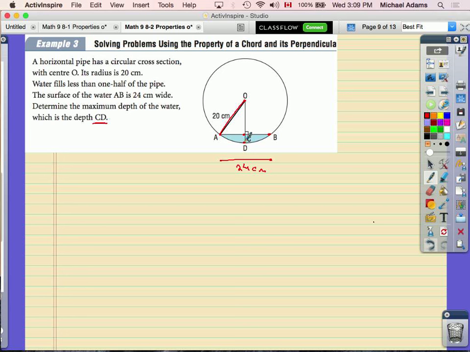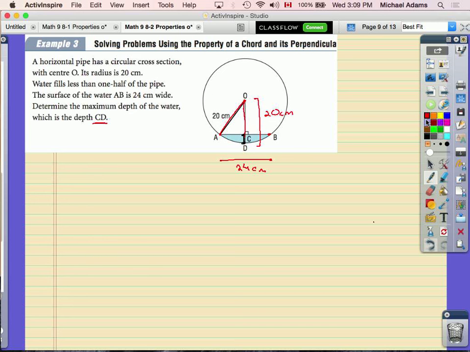We know that this is the radius, 20 centimeters. So if that's the radius, this also would be the radius, so that also would be 20 centimeters. From here all the way to there, that's also 20 centimeters. But that's not what we're being asked to find. We want to find just this little section, and maybe I'll do this part in black. That section is CD.